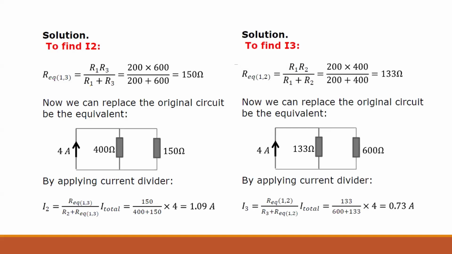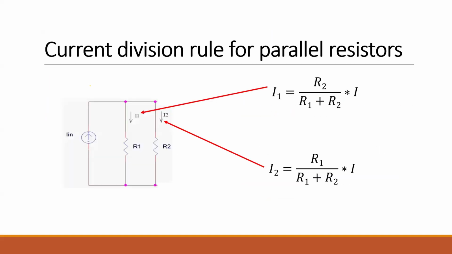Okay, so the current law is applied when the resistors are in parallel. You can see these two resistors are in parallel. So this total current I is coming into the node and it is dividing between the resistors. How do we know how much current is going through each resistor? We can apply the current division rule.